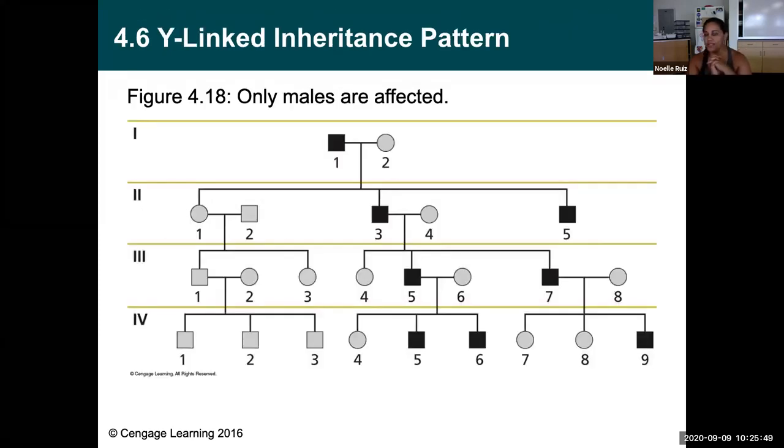And then there's your Y-linked inheritance pattern. Like I said, it should be easy to pick out because only boys are affected. All the squares are filled in, none of the circles are. Males only have that one Y to pass on, so all of their sons are going to be affected.